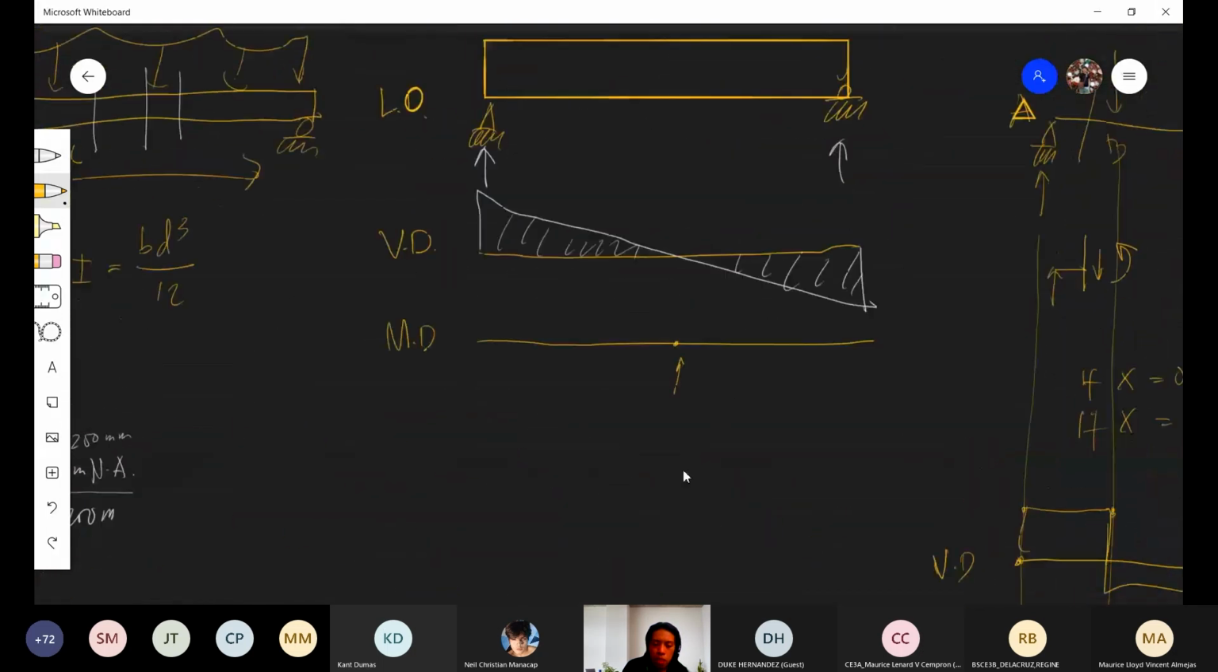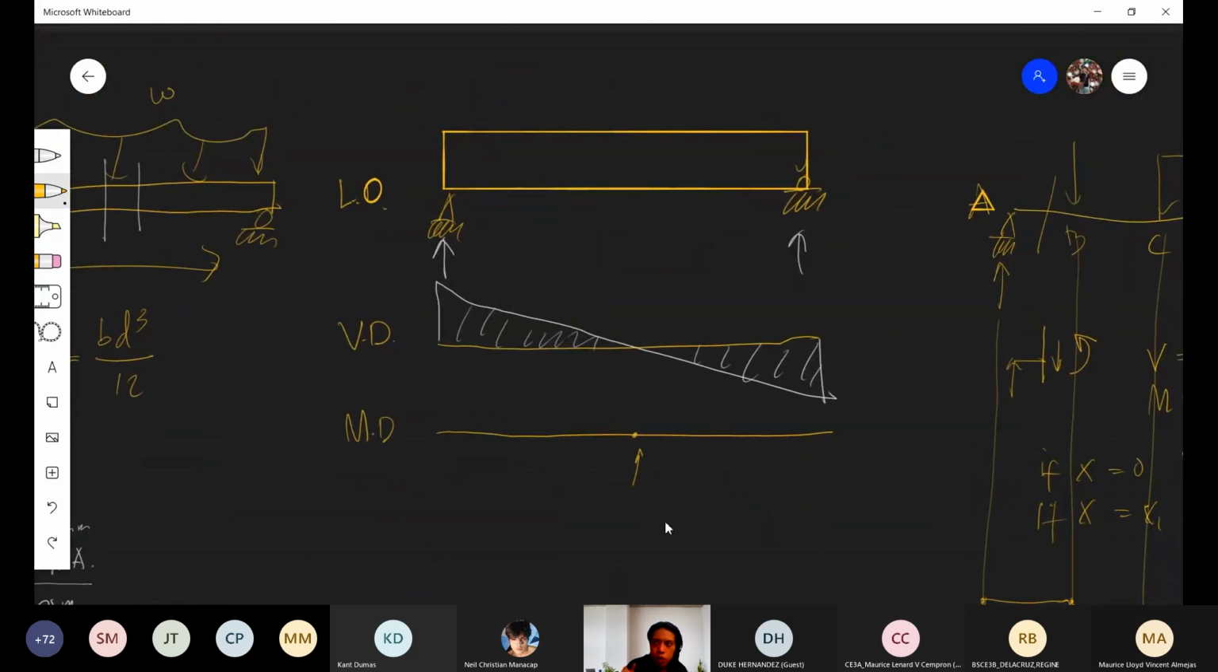In a simply supported beam, due to shearing failure, the most vulnerable section is at the support. Okay? Why? That's what I am asking. We're talking here about a simply supported beam. That's correct, at the support. But I'm asking you, why at the support?